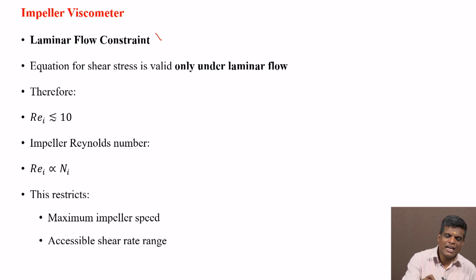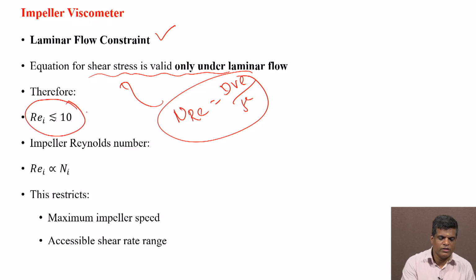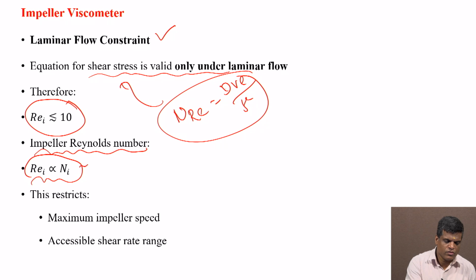There is a constraint: laminar flow. We already discussed what laminar flow is, Re equals d V rho by mu. The equation for shear stress is valid only under laminar flow, where the Reynolds number is less than 10. The impeller Reynolds number is proportional to N i. Definitely this restricts the maximum impeller speed, and then the accessible shear rate range.